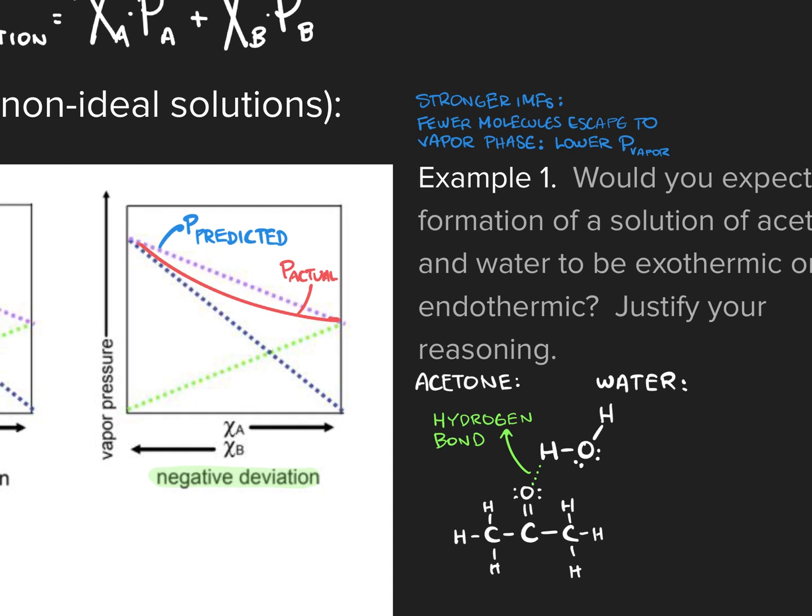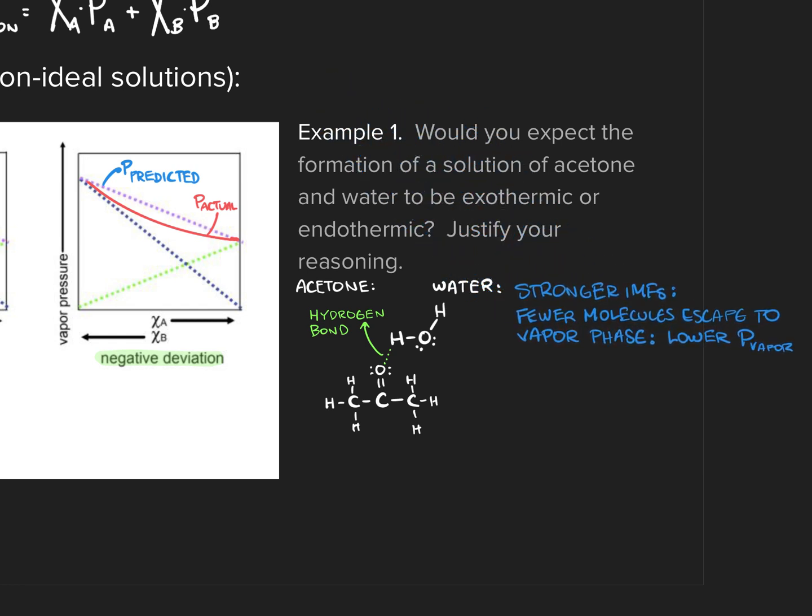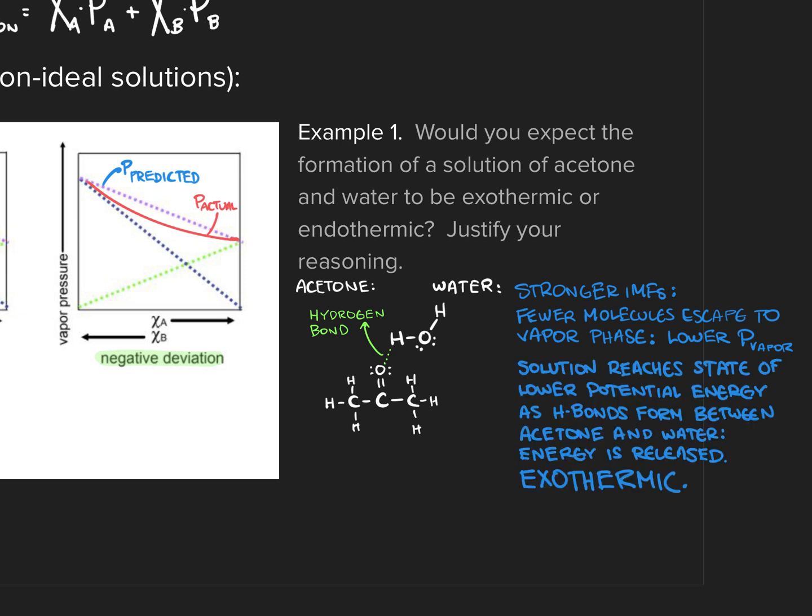Now, example 1 is asking me if the formation of this solution of acetone and water would be expected to be exothermic or endothermic, and to justify our reasoning here. Given the conversation we just had about the relative strength of the IMFs attracting acetone molecules to water molecules, I would expect, as those acetone molecules and water molecules form those hydrogen bonds, the solution would find a position of lower potential energy. And as such, because we know energy is a conserved quantity, my expectation would therefore be that energy would be released into the surroundings as those hydrogen bonds form, therefore making the process of mixing acetone and water a strongly exothermic process.